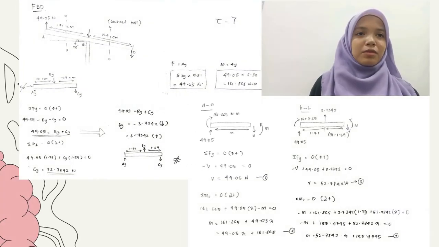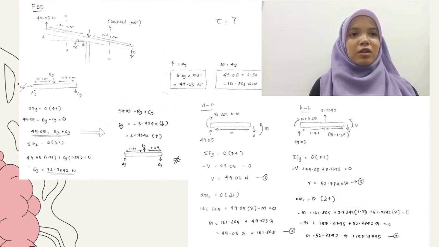For shear force and bending moment, we analyze the top bar. So we have a force at A, which is 49.05 N. Using another information, we can find Cy and Ay, which is Cy equal to 52.7892 N, and Ay over 3.7342 newton. So we cut two sides, AA and BB, to find the internal shear force in the bar and the bending moment.